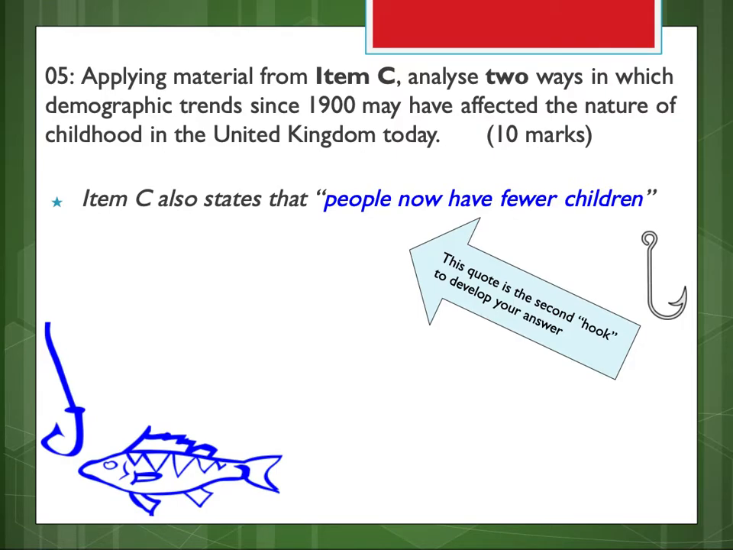Here we can see that Judy is using a second quote from the item. Also note the way that she introduces this with a clear signpost to the examiner of a second way. She's using the clear wording of also states. This is simple but effective, and again it gets the examiner thinking that they're on the right track.